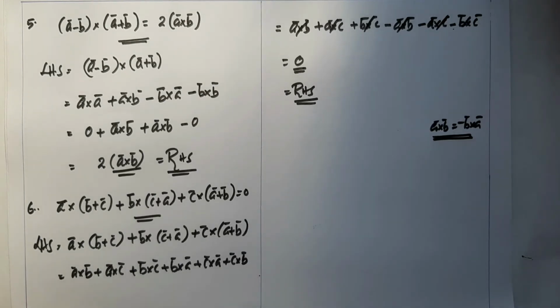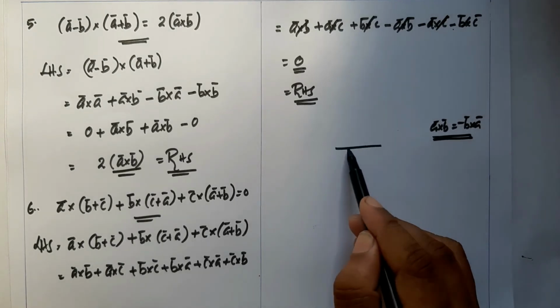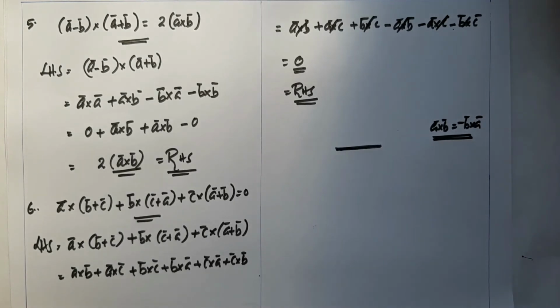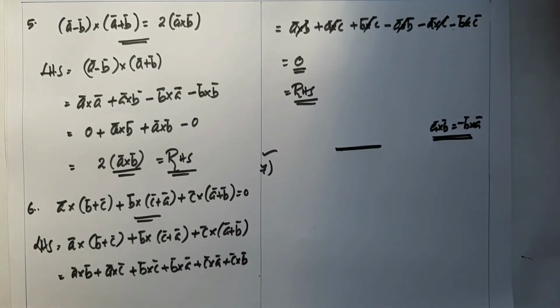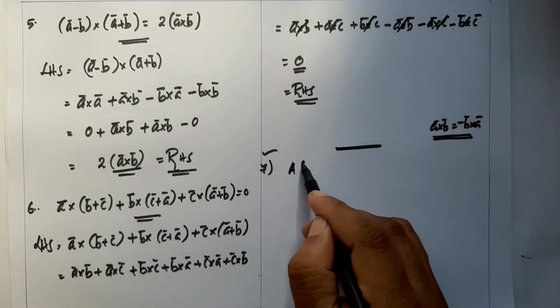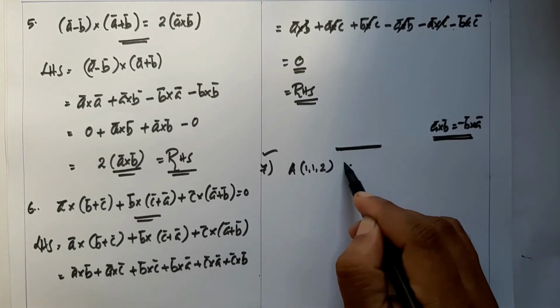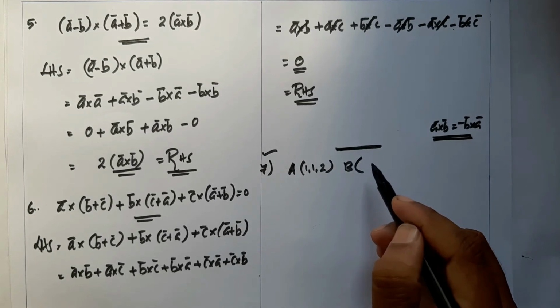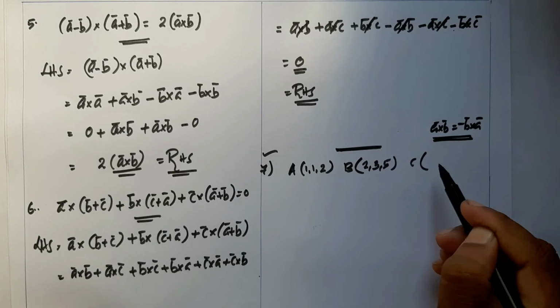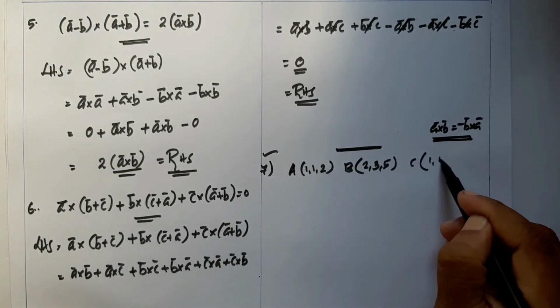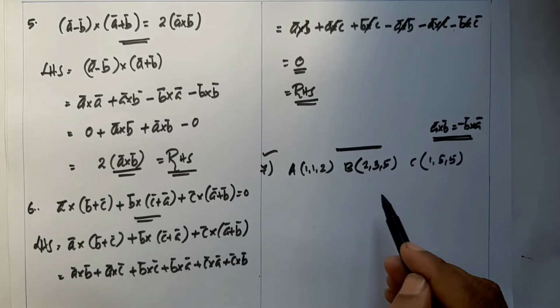Okay. Now we discuss one more question, which applies the concept of the scalar and vector product. Find the area of a triangle. It's also a very important question. Find the area of a triangle whose vertices are A (1, 1, 2), B (2, 3, 5), and C (1, 5, 5).